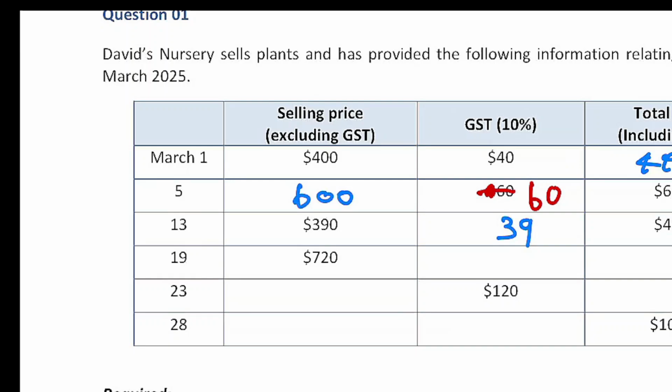March 19th, you okay? 72, yeah? Why? 10% of 720. Then 792. Then for March 23rd, what is it? They have given only the GST component, which is equivalent to 10%. Then what is 100%? You times by 10. Very good. 1200. Then the total is 1320.